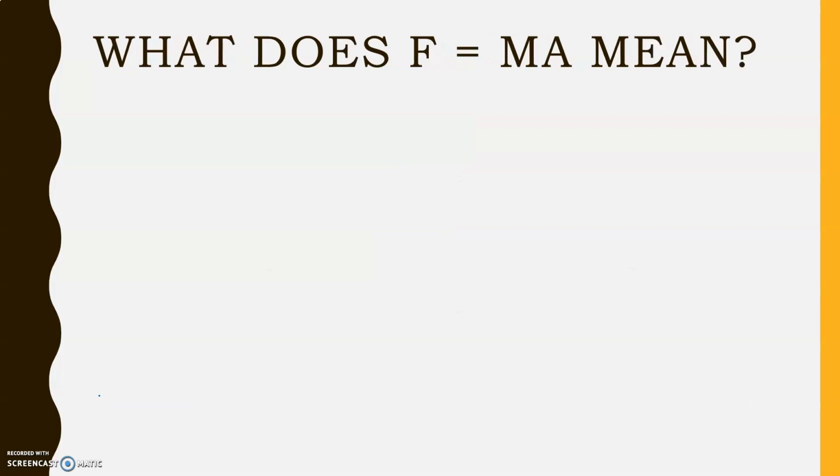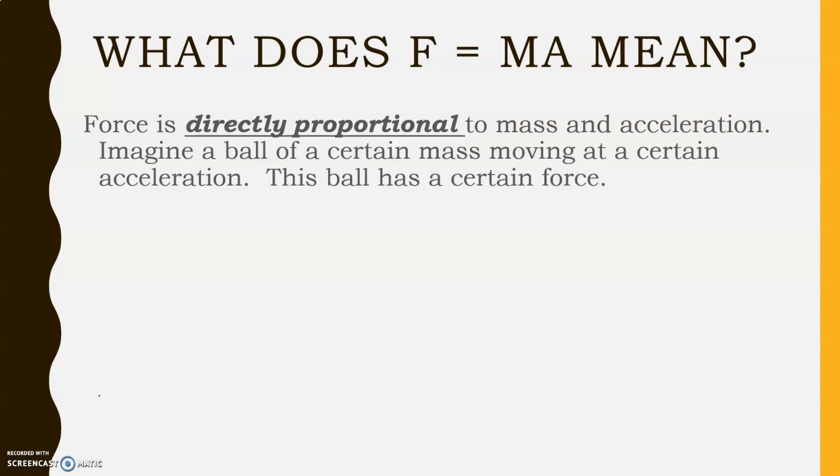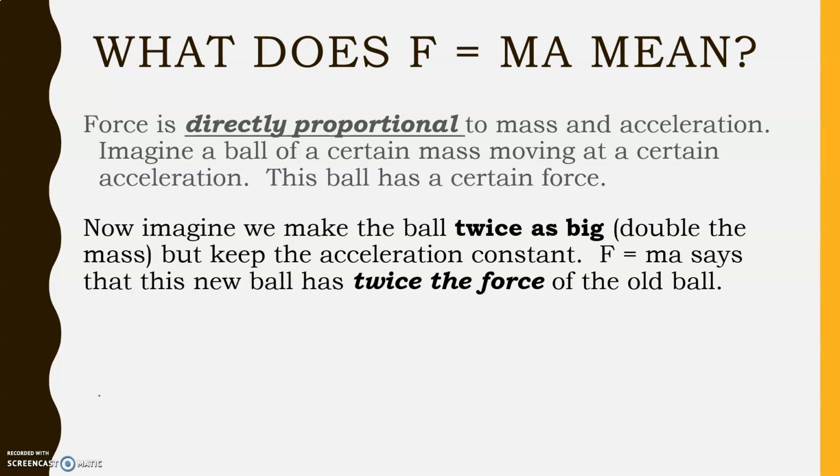All right, so what does F equals ma mean? So remember, force is directly proportional to mass and acceleration. So we're going to imagine there's a ball of a certain mass moving at a certain acceleration. This ball has a certain force. So kind of ambiguous, I know, but if a ball has a mass, if it's moving at a certain acceleration, this ball does have a force about itself.